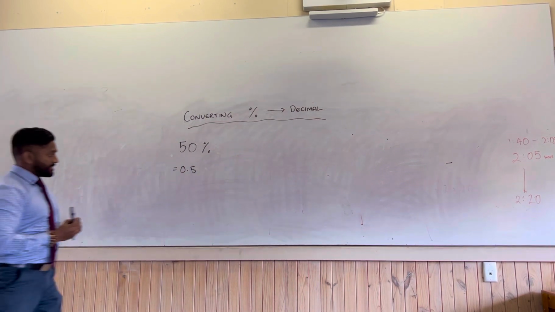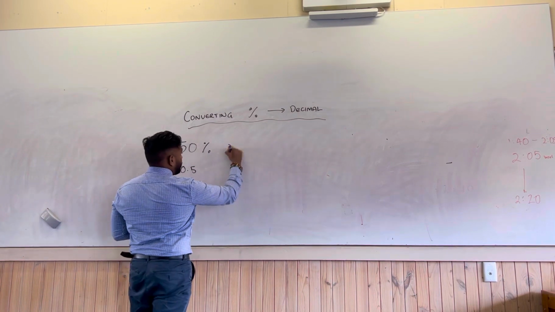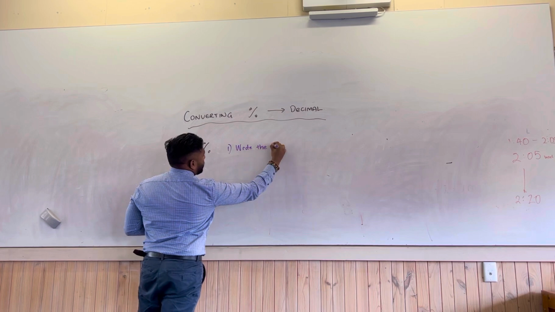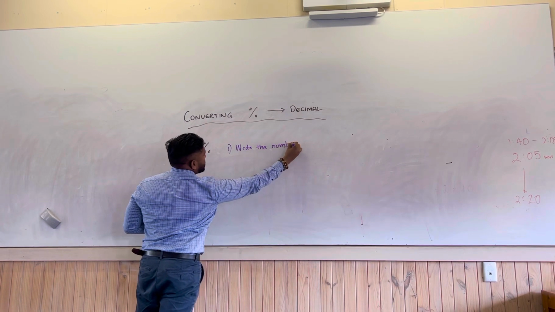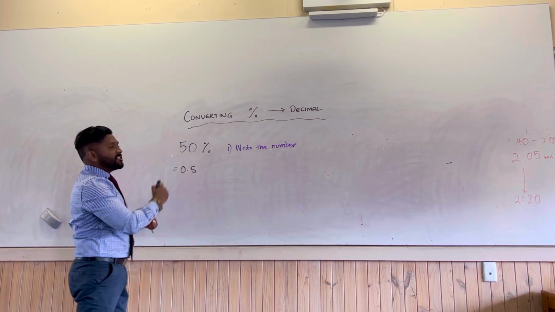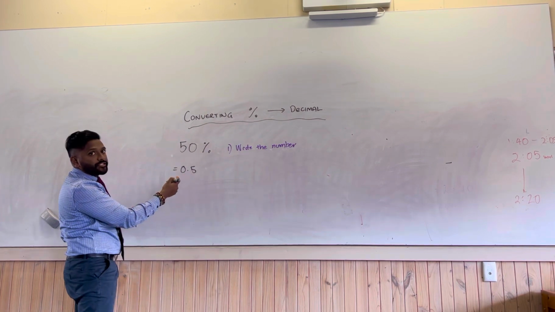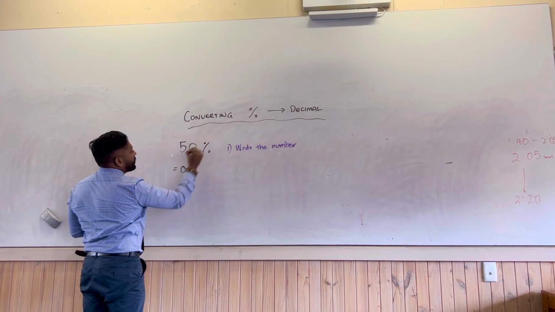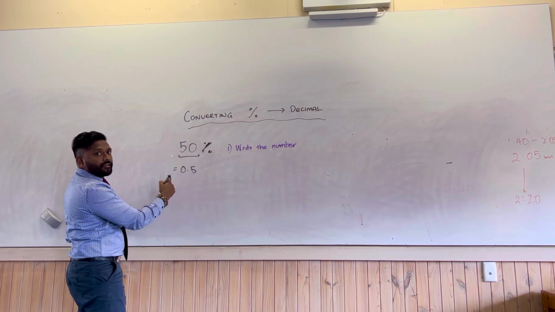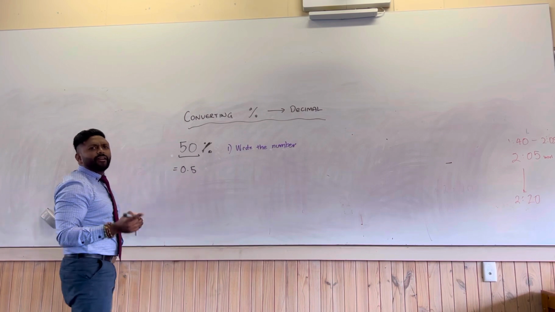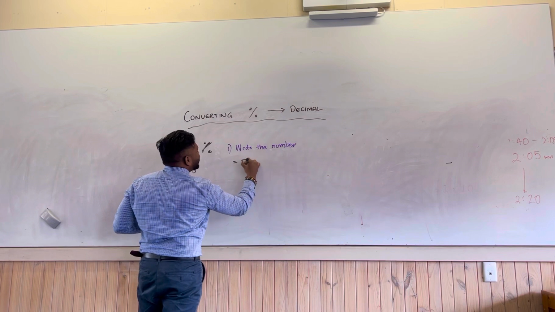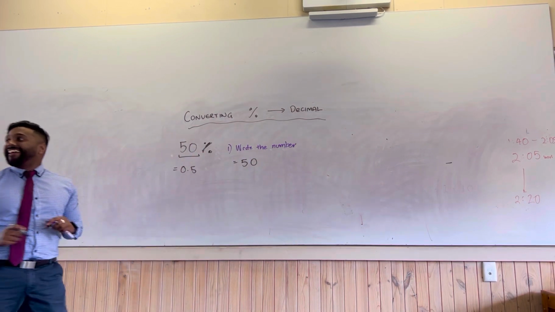So, the steps are: write the number. What's the number that we have there, Jackson? Not the percentage, but the number before the percentage sign. 50, yeah. Sorry, I'm making it sound like it's a complicated question. Yeah, 50.